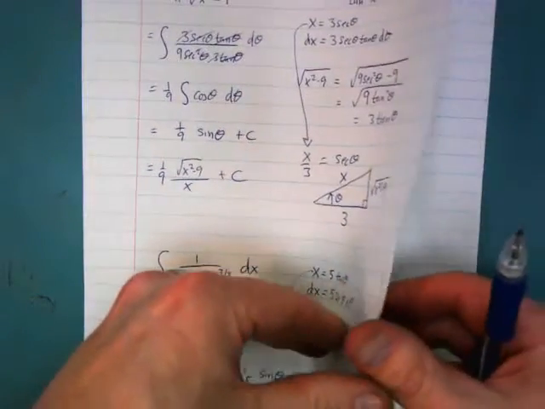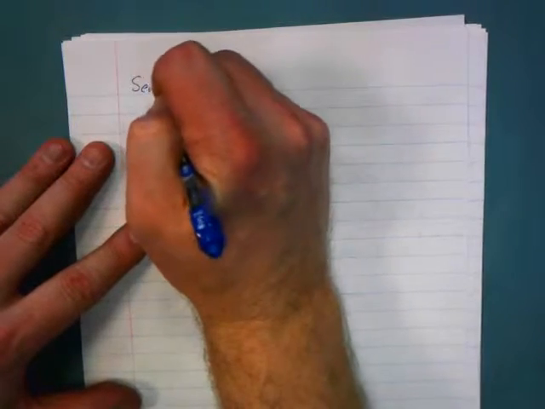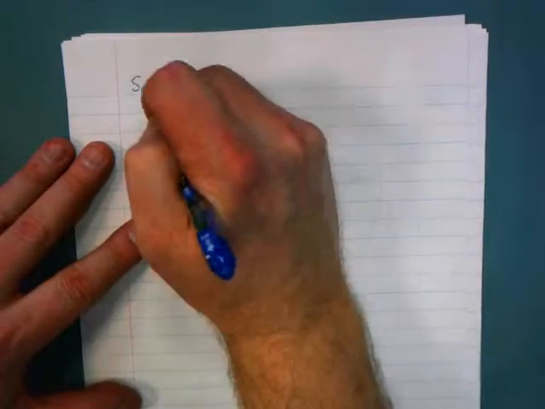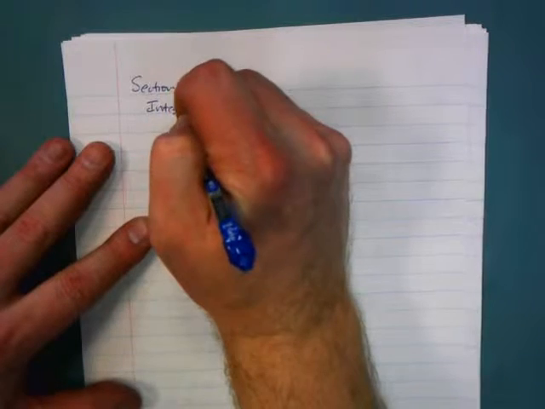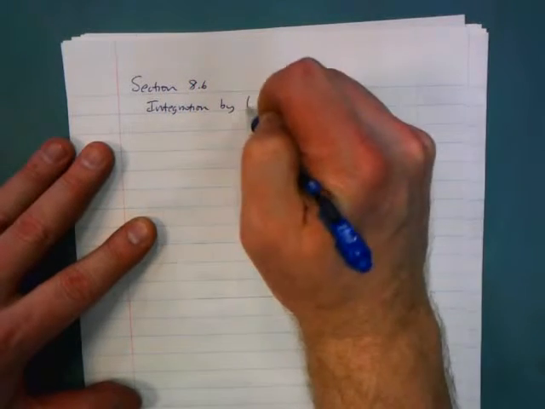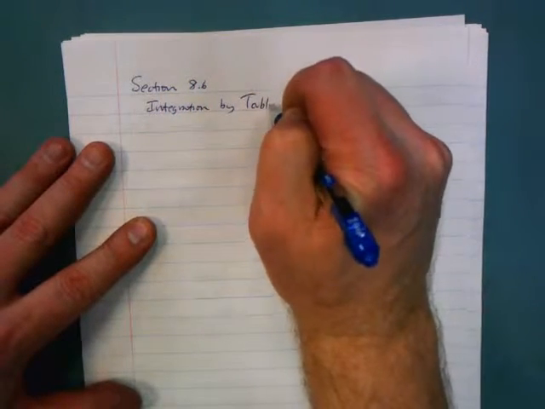All right. So back to section 8.6. Section 8.6 is called integration by tables.